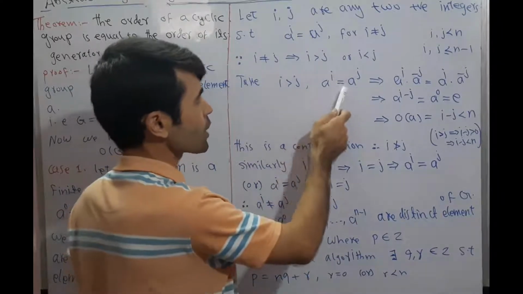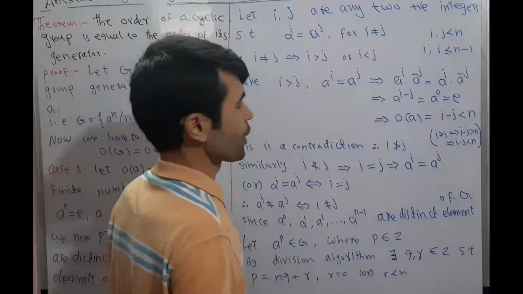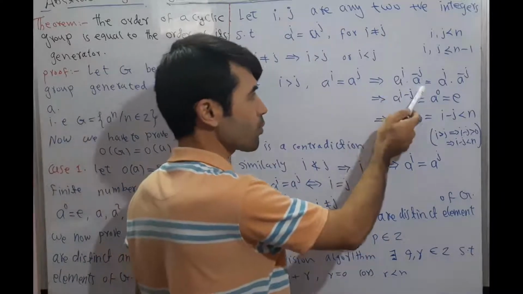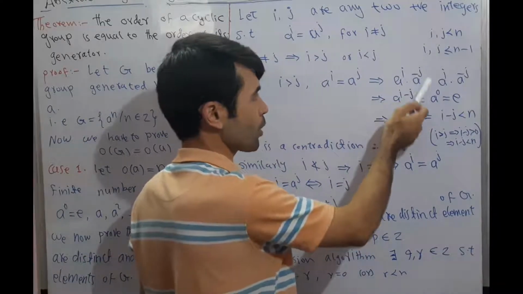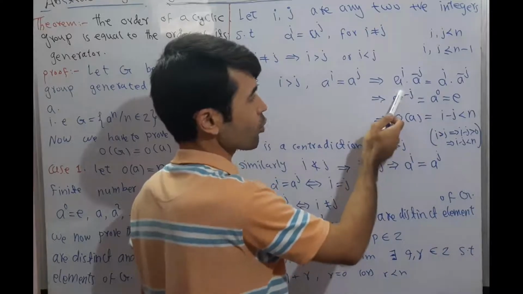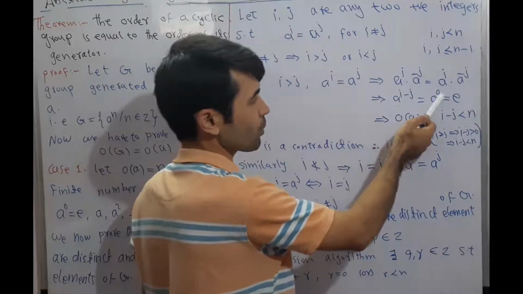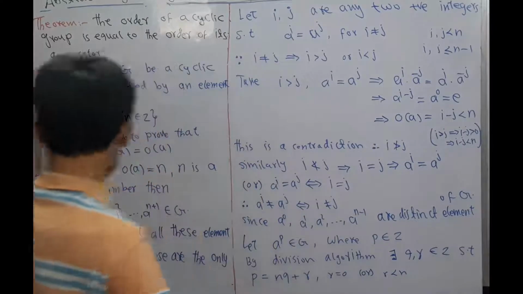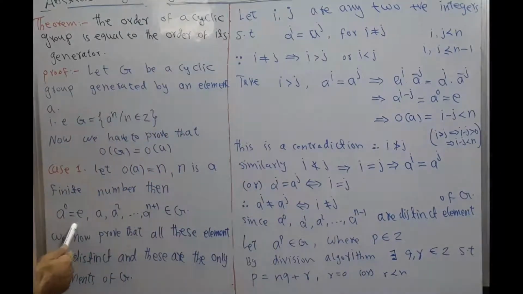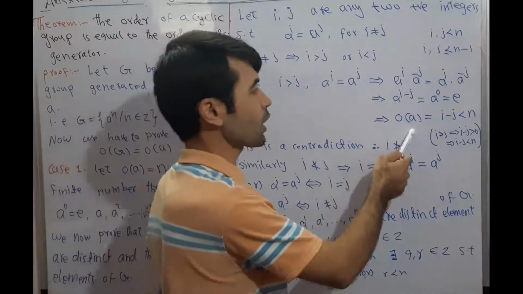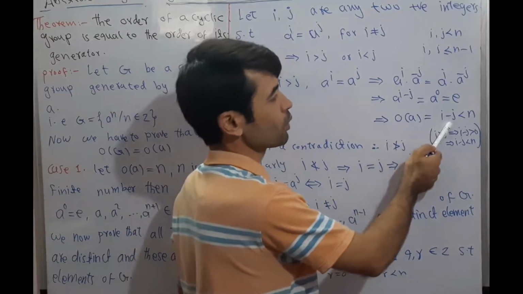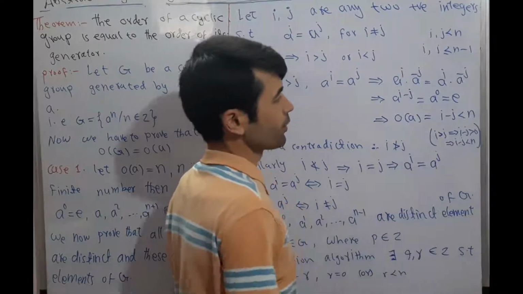a to the power i is equal to a to the power j. We multiply both sides by a to the power minus j. Then we get a to the power i minus j is equal to a to the power 0, which is equal to e, where e is the identity element. This implies the order of a is equal to i minus j, less than n.